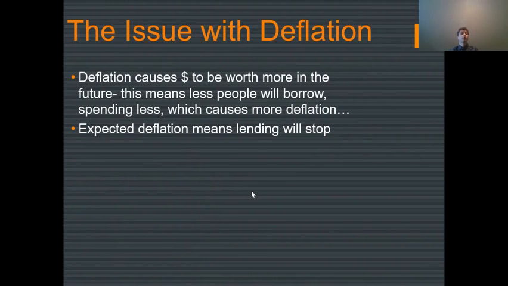Now, if you go too far, if you start causing deflation, so go below that x-axis, deflation is going to cause your money to be worth more in the future. That means people will borrow less money. They will spend less money, which causes more deflation, and it becomes this vicious cycle of people not wanting to borrow money, not wanting to spend money, because if they hold on to it, it will be worth more, and that's safe. So basically what's going to happen is if you have expected deflation, it means lending will stop because nobody's going to want to borrow money at that level. And that wraps up the Phillips curve.